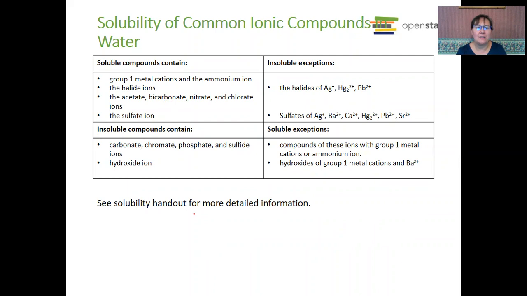Okay, and you do have a solubility handout. I realize I can't easily toggle to it, so I'll show it at the end. Okay, so here we have soluble compounds contain group 1 metal cations and the ammonium ion, the halides from the halogens, the acetate, bicarbonate, nitrate, chlorate ions, and sulfate ions.